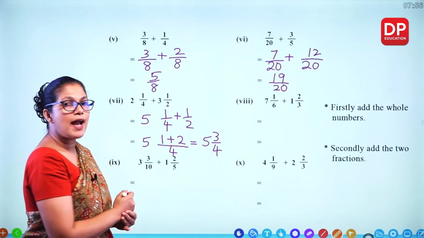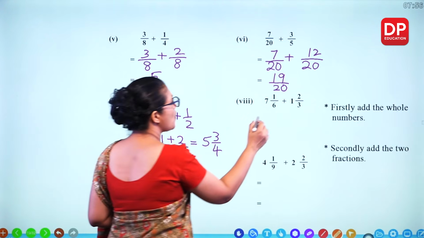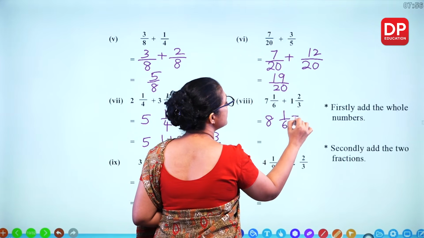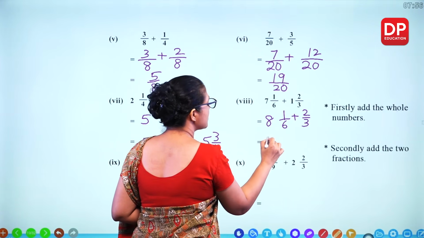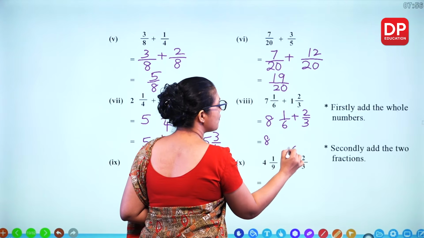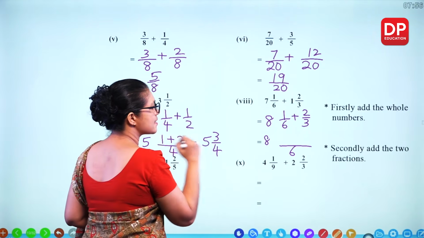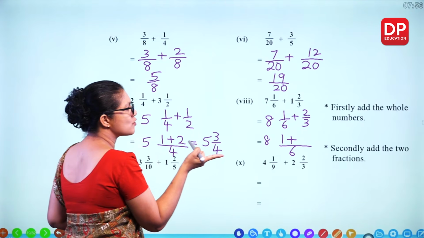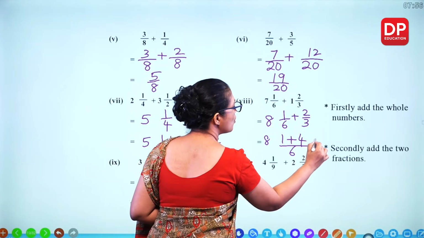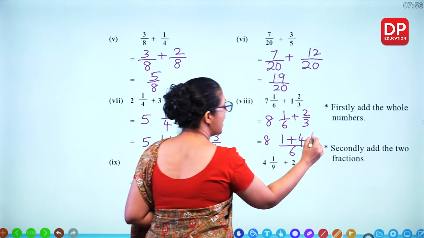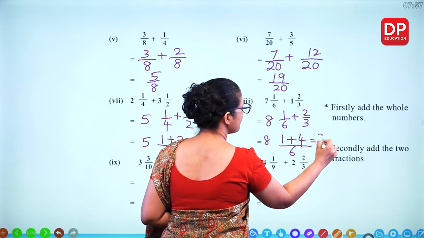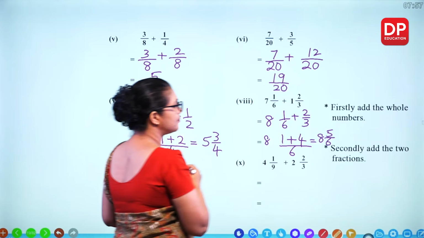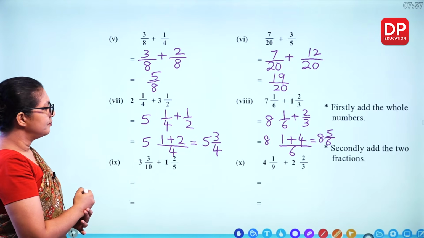This one. First add the whole numbers. 7 plus 1, 8. Now you have to add 1/6 and 2/3. What's the lowest common multiple of 6 and 3? 6. So convert to the same thing. 2 times 3, 6. 2 times 2, 4. So the final answer is 8 and 5 over 6.